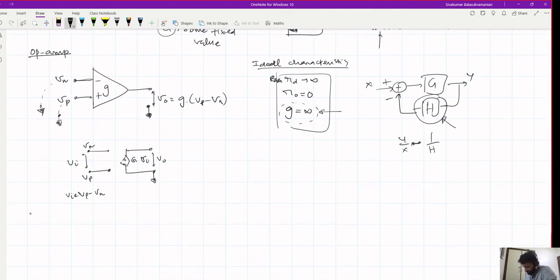Okay. And then we looked at two circuits, right? The op amp. What is the first one? Non-inverting amplifier.